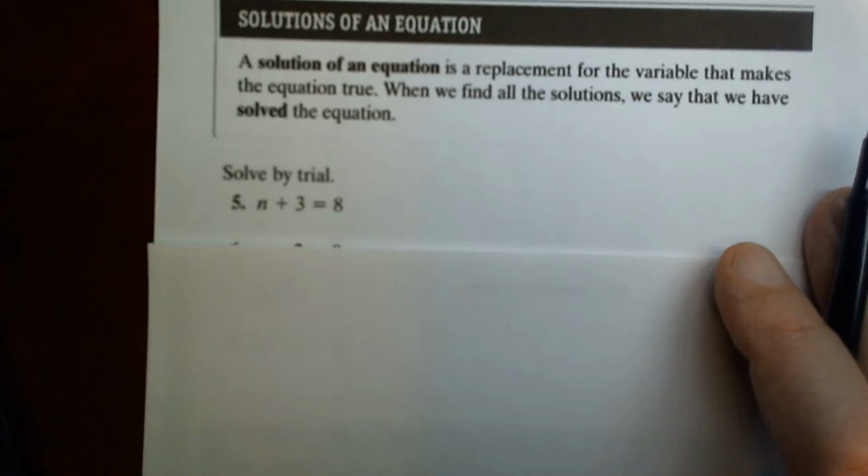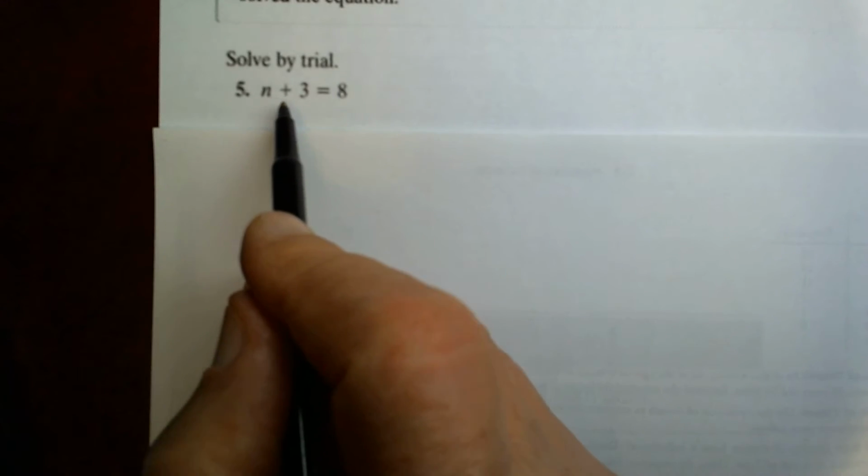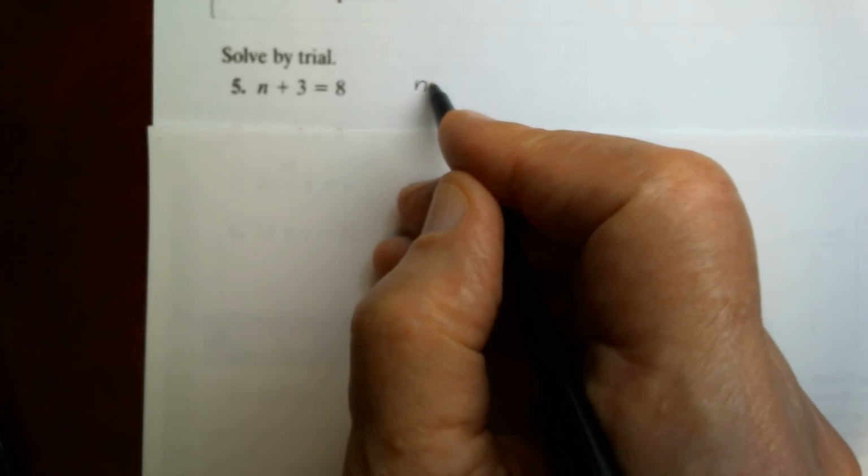So here are some exercises. They're supposed to be solved by trial. Here the question is n plus 3 equals 8. We can think about different replacement values for n, like 1 plus 3 is 4, so that's not equal to 8. If n equals 2, 2 plus 3 equals 5, and 5 is not equal to 8. Then we can go to n equals 3, 3 plus 3 is 6, so that wouldn't be equal to 8 either. And if n is equal to 4, then 4 plus 3 is 7, that's not it. But when n is equal to 5, we know that 5 plus 3 is equal to 8, so n is equal to 5.